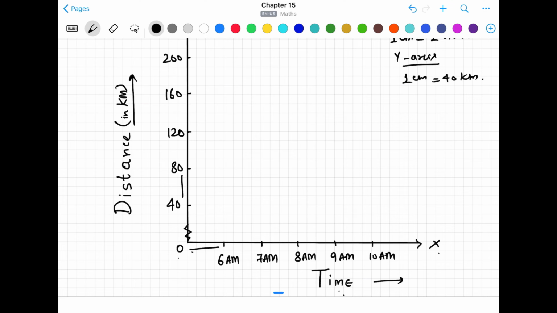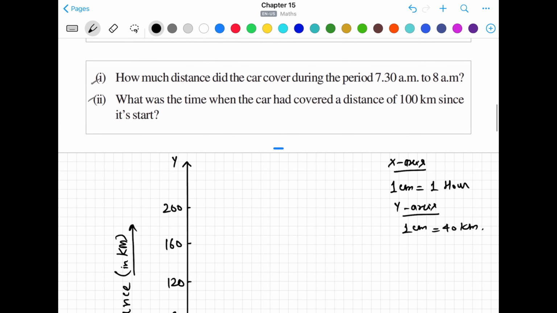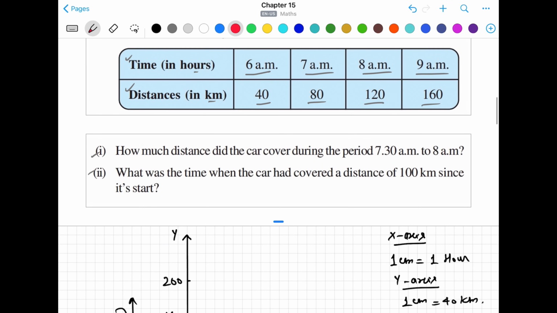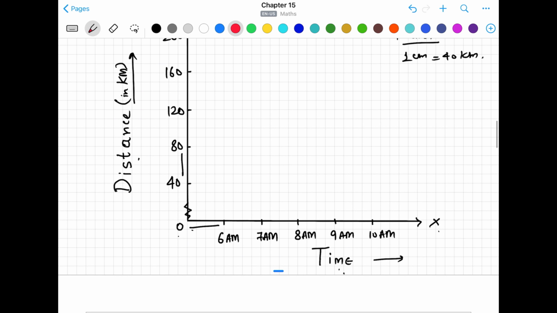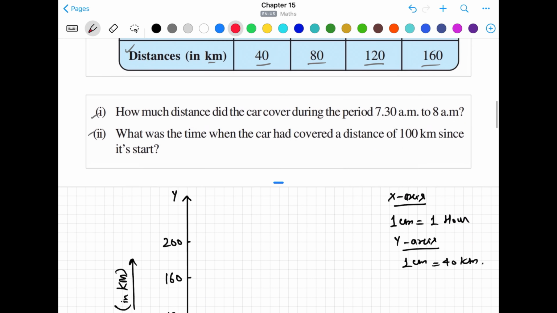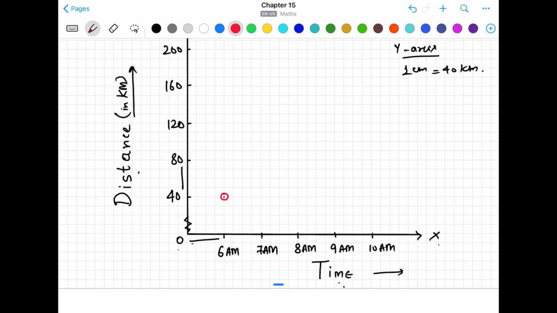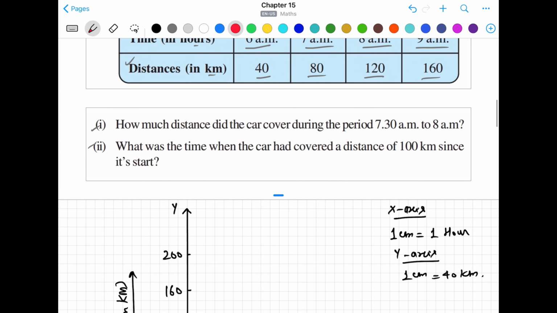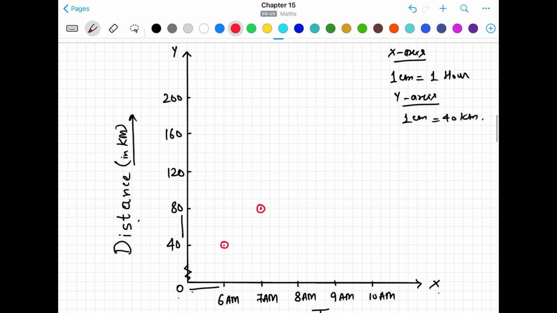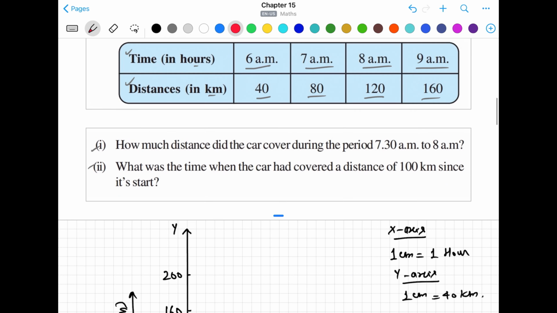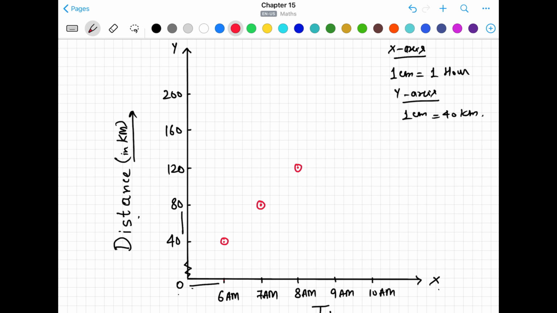Okay, and here on the x-axis I'm taking time, and on the y-axis I'm taking distance. Let's mark the points now. At 6 a.m. he was at 40 kilometers. At 7 a.m., 80 kilometers. At 8 a.m., he has traveled 120 kilometers, and at 9 a.m., 160 kilometers. Let's write the coordinates.